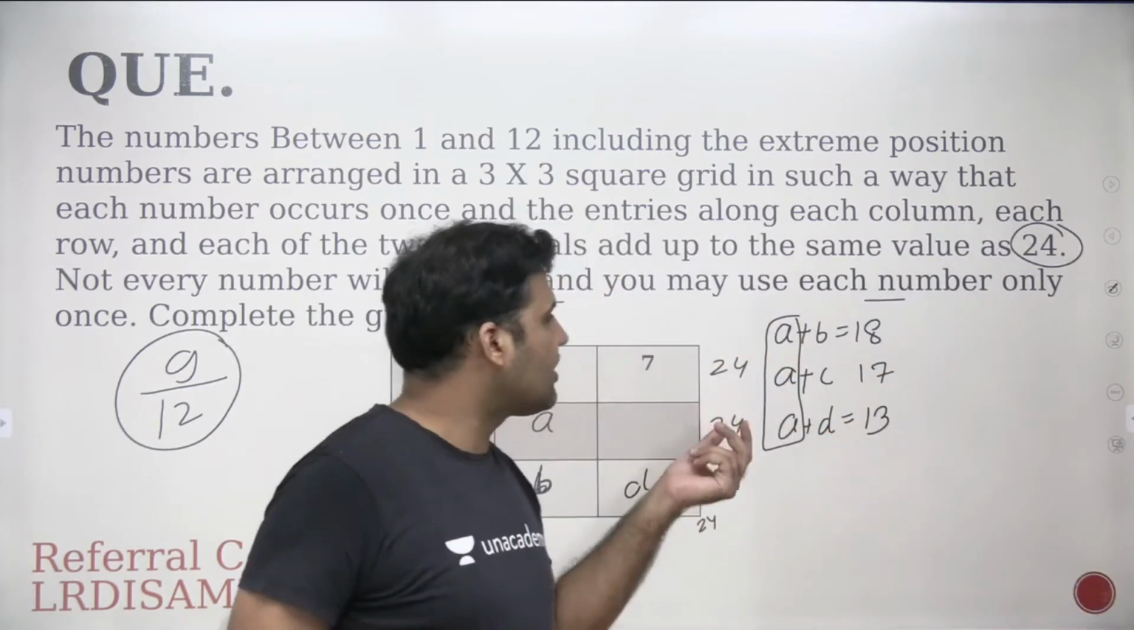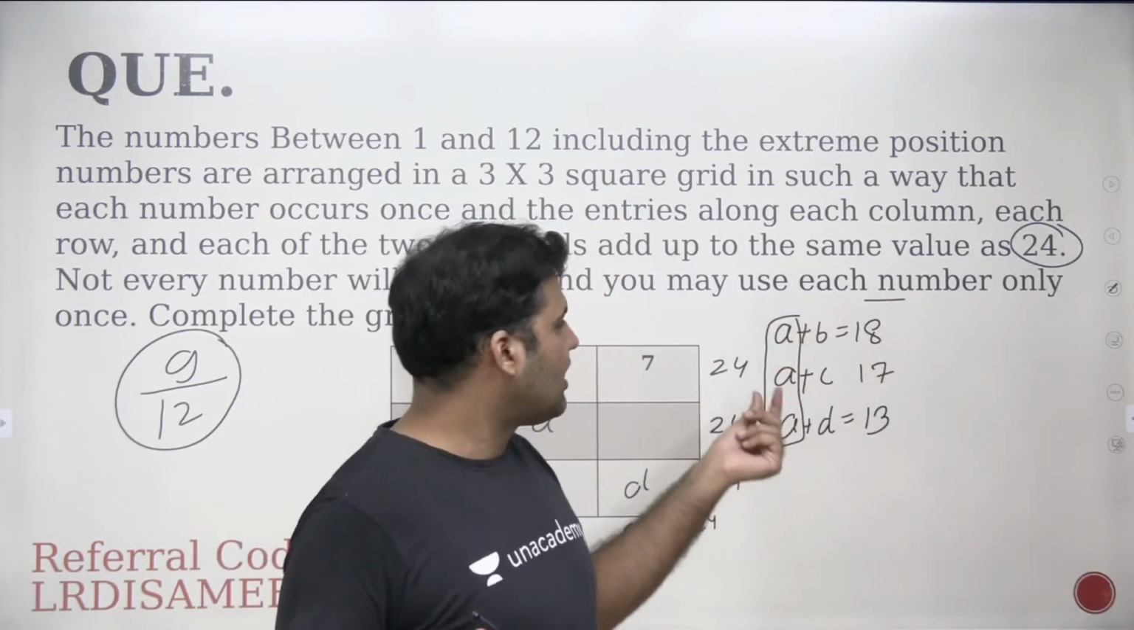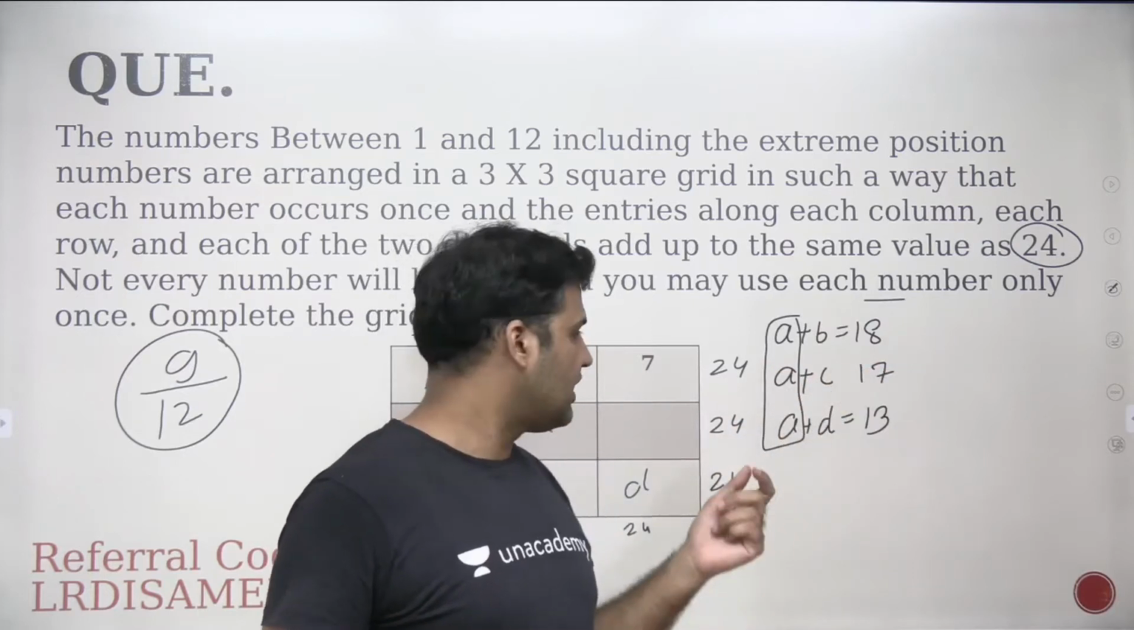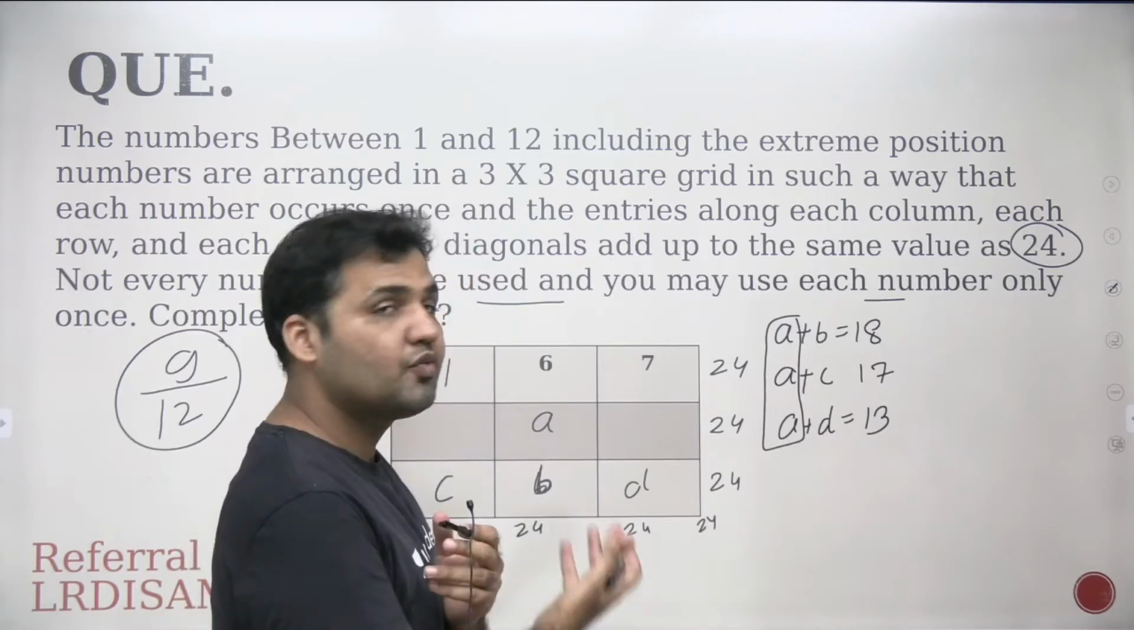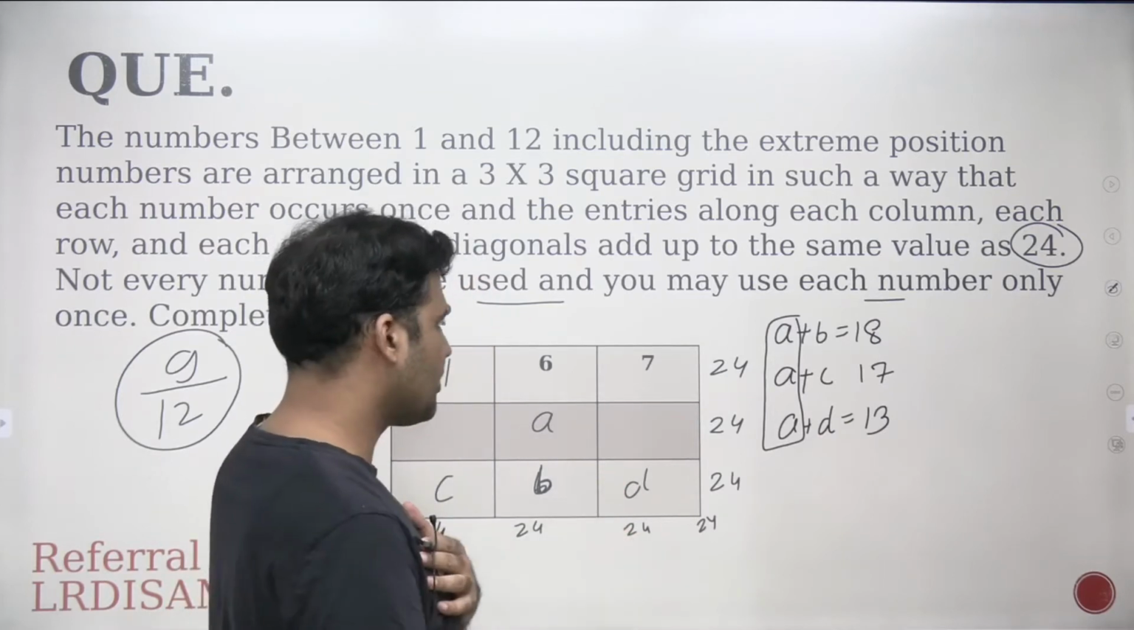And that number A when added to B gives you 18. The number A when added to C gives you 17. The number A when added to D will give you 13. Now let's see what that number could be using these three equations.